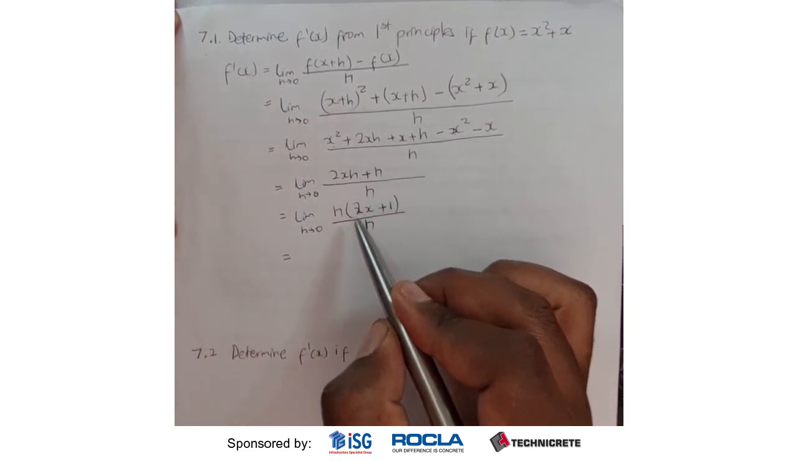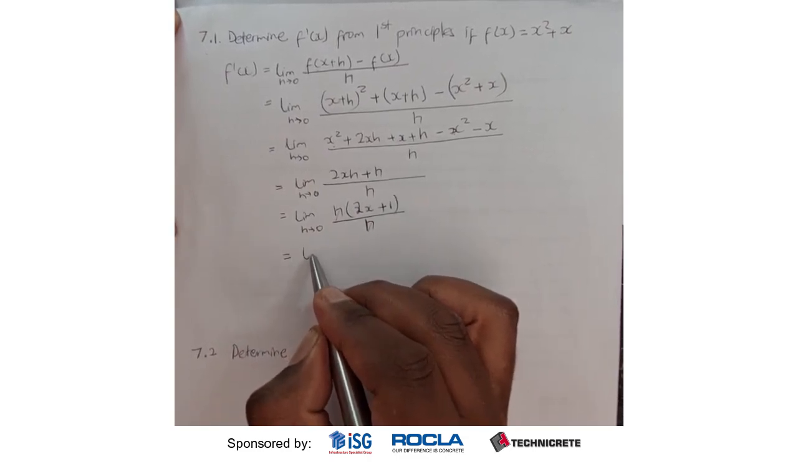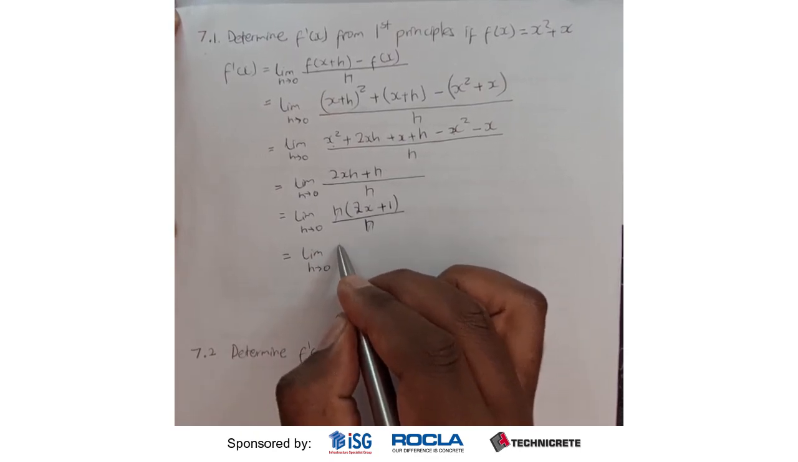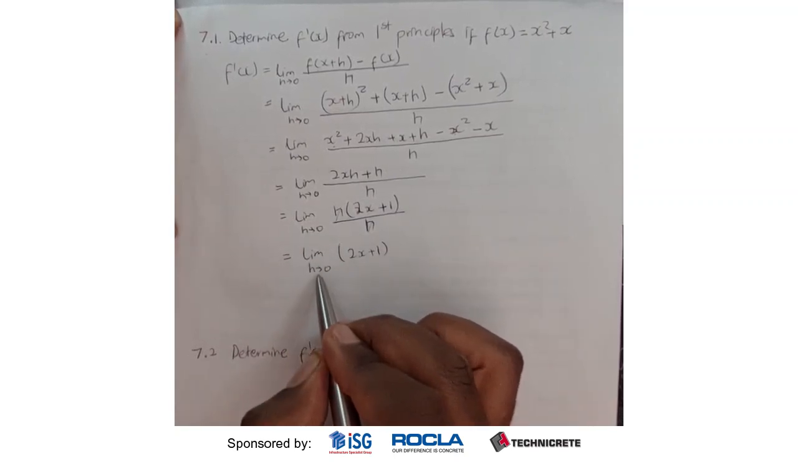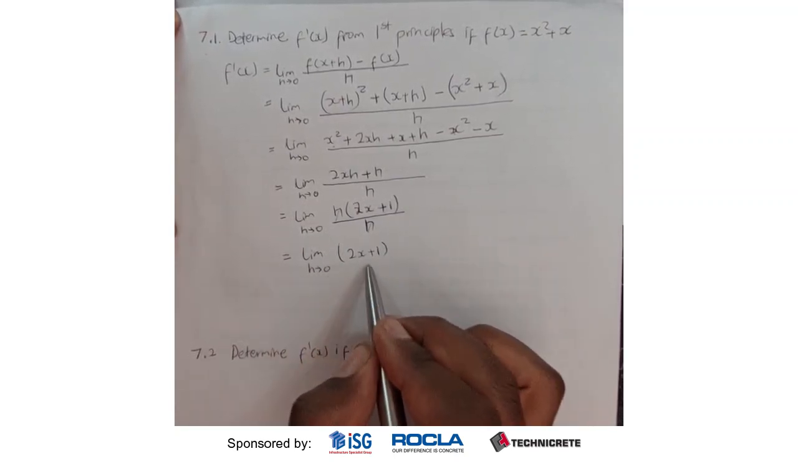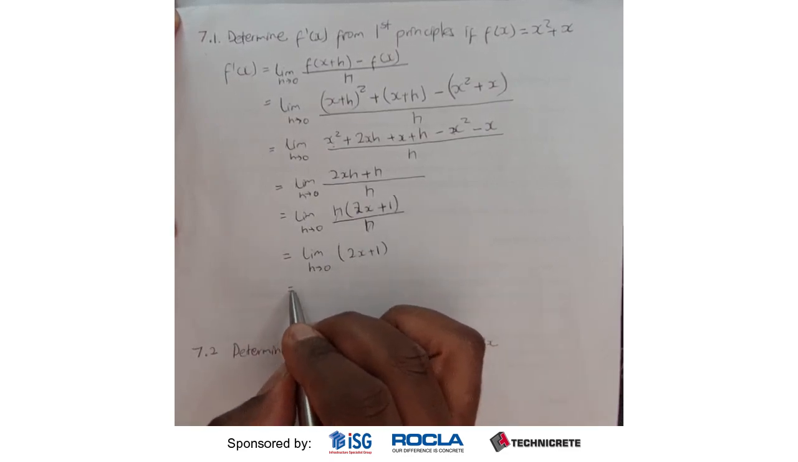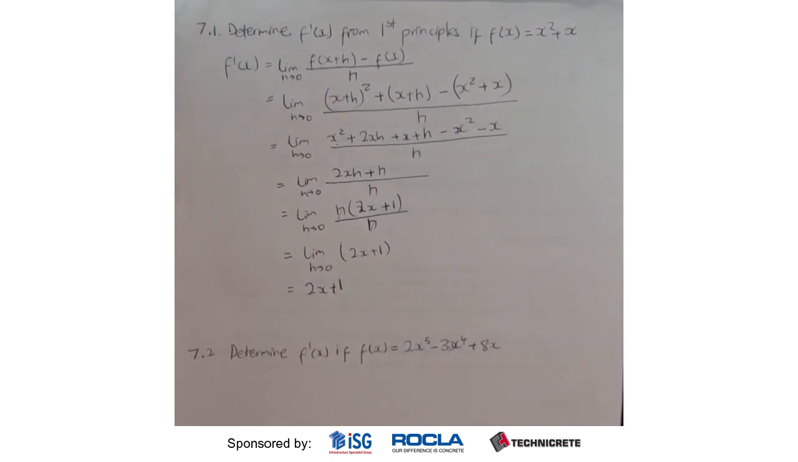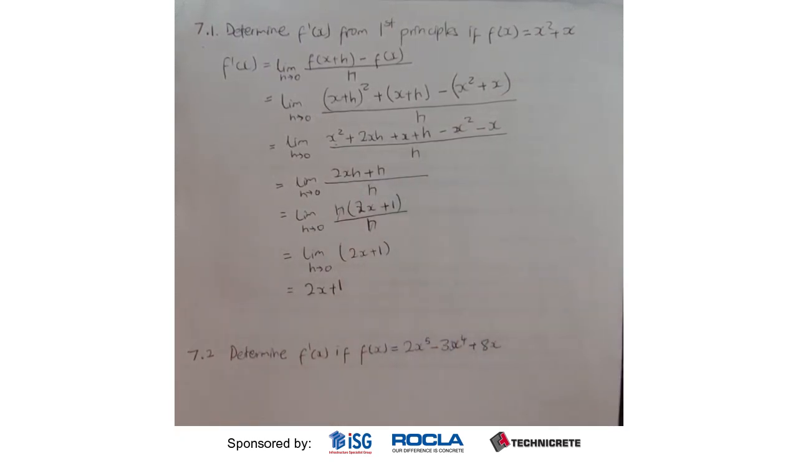Now we can cancel out the h's, and this gives us the limit as h tends to 0 of 2x plus 1. We now drop the limit of h tends to 0 because our function in here no longer contains h. Therefore, our answer becomes 2x plus 1. So that was using first principles.